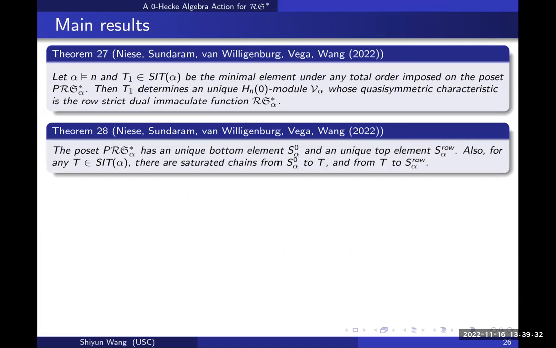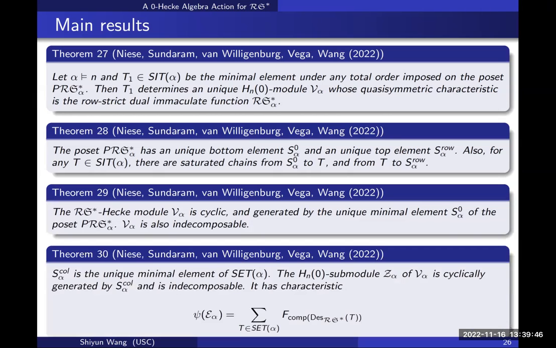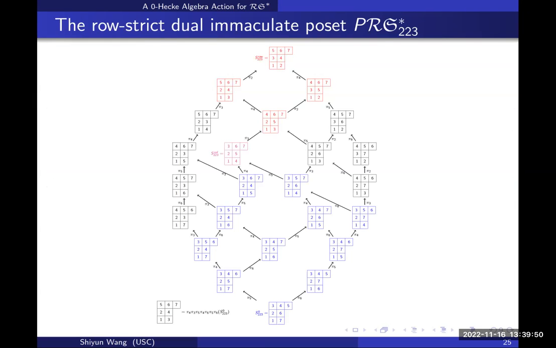Yeah, so we have the S0 is the bottom element, and then the S rho would be the top element. And this module is cyclic, generated by the minimal element, and is indecomposable. And one more thing to go back to.